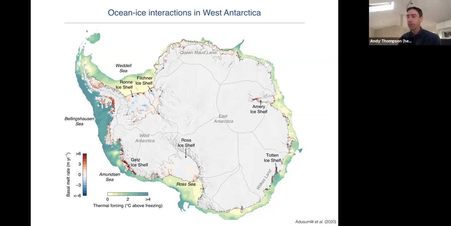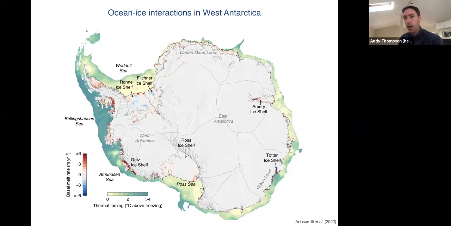Of course, everyone on this talk is probably quite familiar with the motivation here. People have seen plots like this one or similar. This is a nice figure from Sukhil Audusumili's thesis work, showing that when we look at variations in ice shelf melt rates, we're seeing the strongest melt rates in West Antarctica.